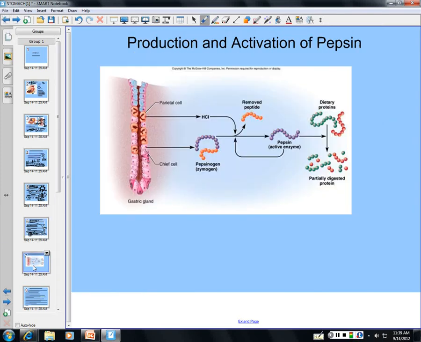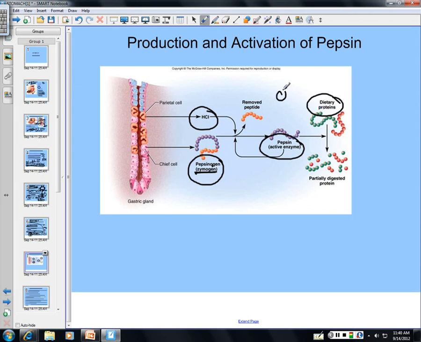So like you can see right here, the pepsinogen, again the chief cells are producing the zymogen. Zymogen means inactive form. The pepsinogen is produced in an inactive form until and unless it is activated by hydrochloric acid. Hydrochloric acid is going to activate it, convert it into active form. The active form is now going to break down proteins, which are basically long chains of amino acid, into either smaller chains of amino acid or individual amino acids, as you can see.